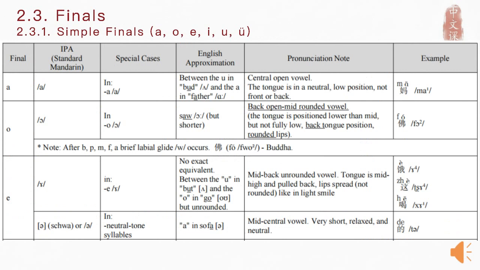Finals. Simple finals a, o, e, i, u, ü. Final a gives sound a, for example, ma. O gives sound o, for example, wo. Final e gives sound e, for example, o, r. E gives a schwa sound in natural tone syllables, for example, d.